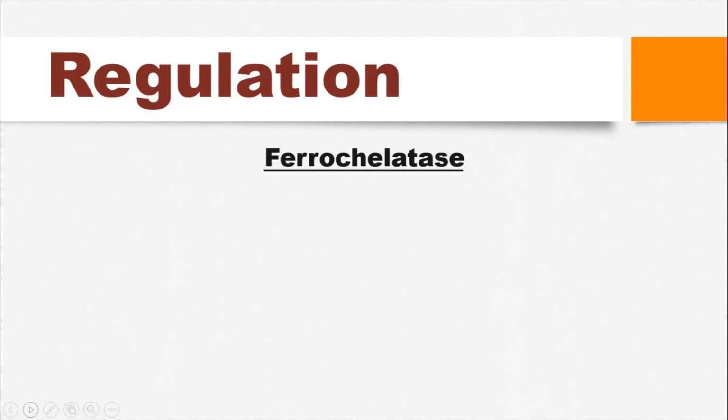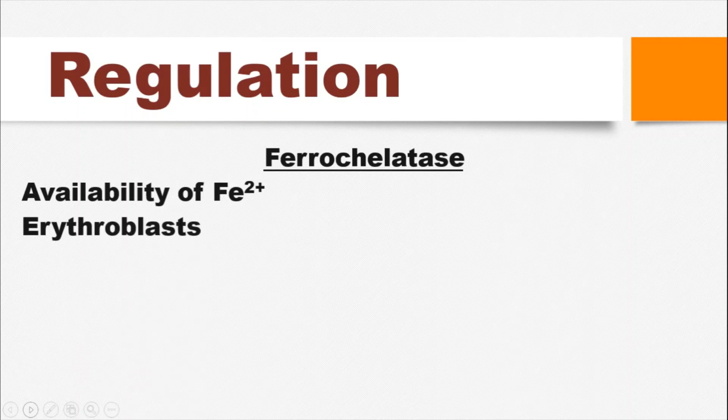How to regulate the ferrochelatase? Availability of iron. The more iron is available, the more the ferrochelatase works. So these are the regulations in the erythroblast for ferrochelatase. Now lead can also inhibit the ferrochelatase enzyme. The last step can be prevented by lead. So lead toxicity can prevent the heme synthesis.